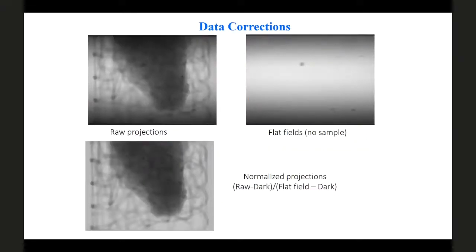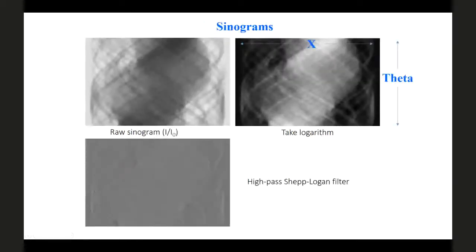So the first thing we do is we've got a flat field and a raw image, and we want to convert that into a normalized projection. See, this image is dark at the top and dark at the bottom, so is the flat field, but when we normalize, it's nice and uniform now. So now, this is the raw sinogram. We take the logarithm, and it looks like this, and this is a sinogram, so that's X, the position across the sample for one slice as a function of theta.